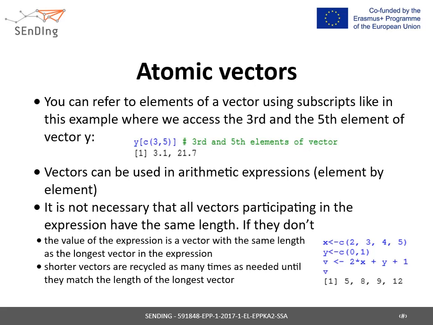Shorter vectors are recycled as many times as needed, perhaps fractionally, until they match the length of the longest vector. In the following example we construct two vectors x and y and then a new vector v using the arithmetic expression 2*x + y + 1. Vector v has the length of the longest vector in the expression and is constructed by adding together, element by element, 2 times x, y repeated twice, and 1 repeated 4 times.